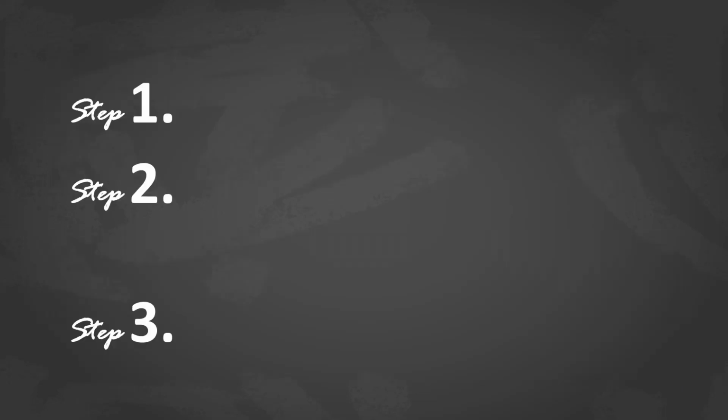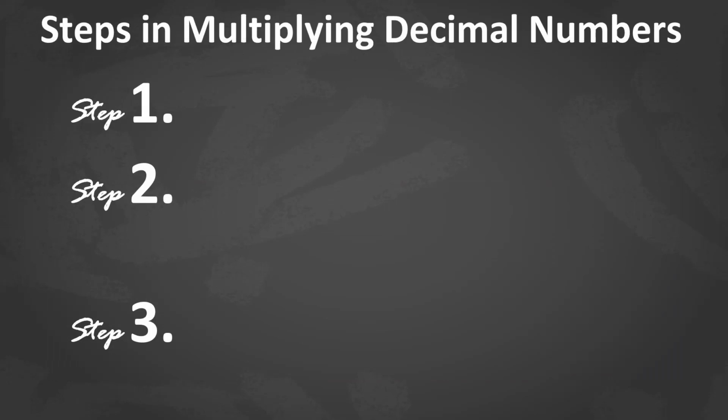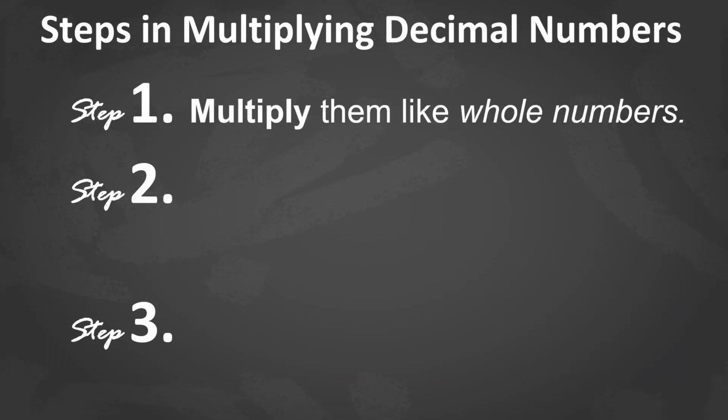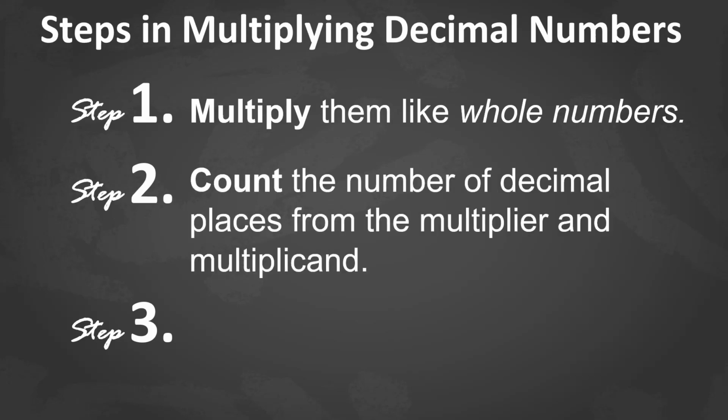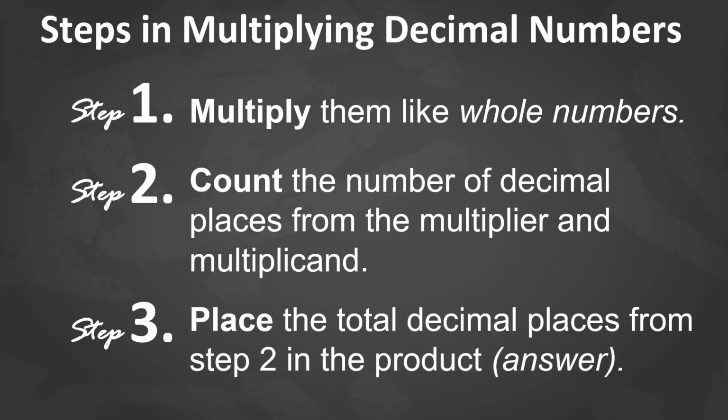So now let's start with the steps in multiplying decimal numbers. The first step is for us to simply multiply them like whole numbers. Under this step, we assume that the given decimal numbers are whole numbers. We are going to disregard for a moment the decimal point and multiply them like whole numbers. Step number 2 is for us to count the number of decimal places from the multiplier and the multiplicand. And the last step is for us to place the total decimal places from step number 2, which came from our multiplier and the multiplicand, to our product. Let's have some examples.